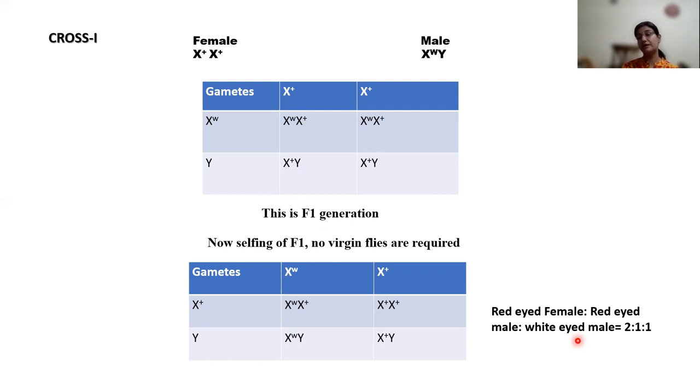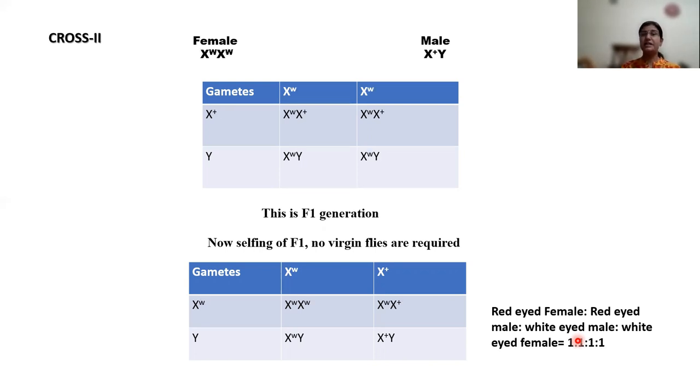Ratio, if we are segregating on the basis of eye color as well as sex of the group. Let's see its reciprocal cross. Now, when we do the reciprocal cross here, that means we are taking the female as the mutant allele, a mutant female, and we are taking the normal male with a red eye color. So in the F1 generation, all the females are going to be red-eyed and the males are going to be white-eyed.